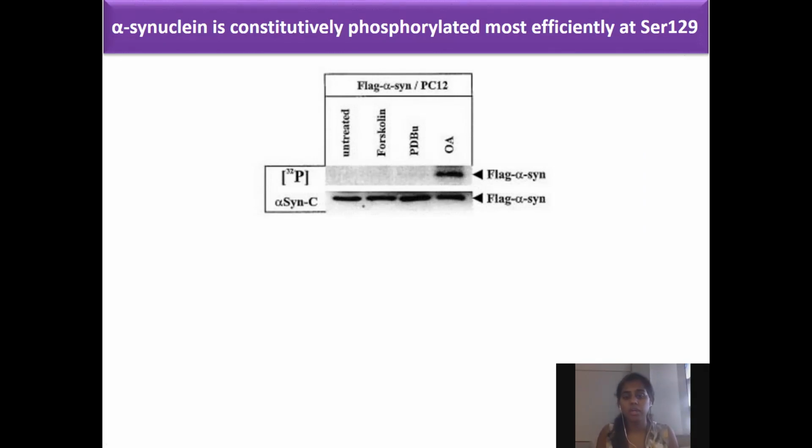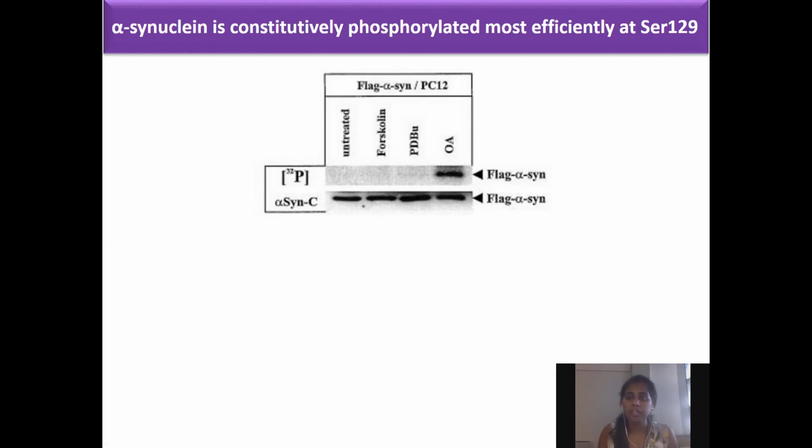So here is an experiment that they did where they expressed flag-tagged alpha-synuclein in PC12 cells and treated them with kinase activators such as forskolin or PDBU, or phosphatase inhibitors such as okadaic acid. So we can see that by blocking dephosphorylation, they were able to detect phosphorylated alpha-synuclein, suggesting that it is sensitive to phosphatases. So this could be the reason for the very low abundance and detection of phosphorylated alpha-synuclein in normal brains.